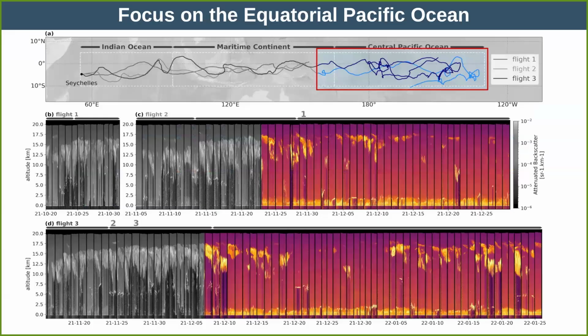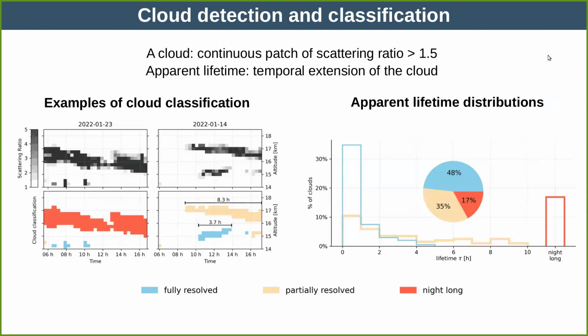In this study, we focused on the Central Pacific Ocean. This is part of Flight 2 and Flight 3 of the Strateole-2 campaign. It's about 80 nights of observations that were performed above the Pacific Ocean. On those 80 nights, we focused on the TTL, so on what is above 14 kilometers. We detect clouds as continuous patches of scattering ratio above 1.5, and we define their apparent lifetime as the temporal extension of the clouds.